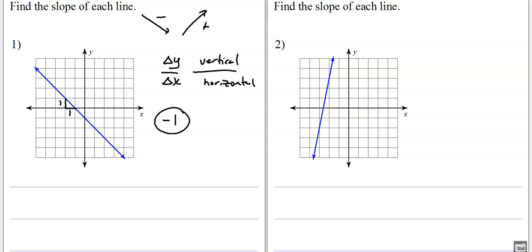Number 2 says find the slope of this line. So first thing I need to do is find a good lattice point. So that looks like a good crossing point. And then going up, going up, going up, looks like there's a good one. And this is a pretty steep line, so it's going to be quite a bit bigger number. And it looks like we are rising about 5 blocks of change in y, 1 block of change in x. So this line has a slope of 5.